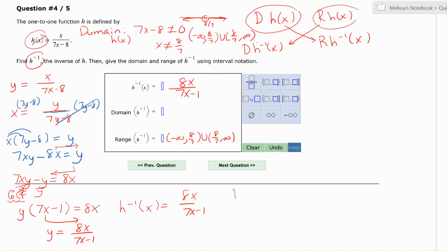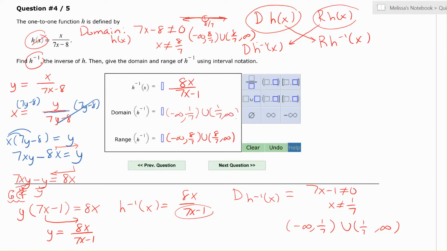Now let's find the domain of h inverse of x. Since this is also a fraction, we don't want the denominator to be 0. So I'm going to add 1 and divide by 7. So my domain is -∞ to 1/7 union 1/7 to infinity. That's going to be the domain of the inverse function. So sometimes it's easier to just find the domain explicitly from the answer that you get.